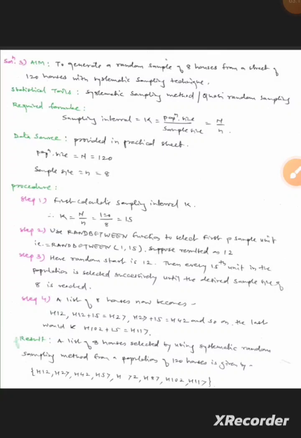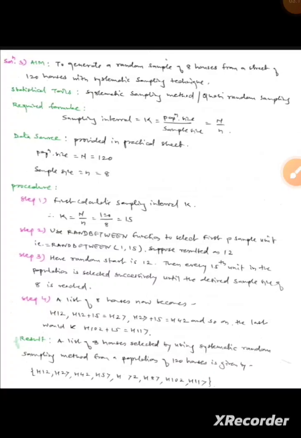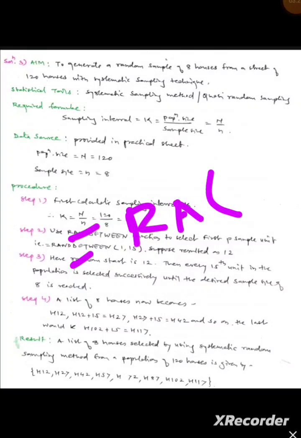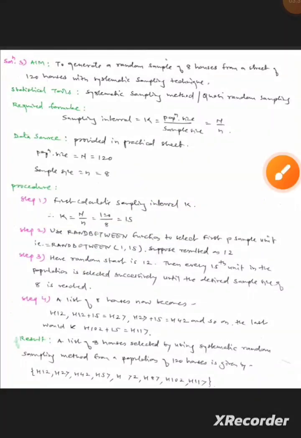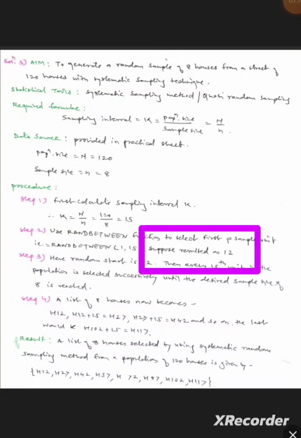And enter this. When we use the RANDBETWEEN function in Excel, what is the syntax? Equal to, then RANDBETWEEN and bracket 1 comma 15. That will give me a value, and this value is nothing but my starting point. Suppose the value comes out to be 12. Any value can arrive, so it may be 1, it may be 2 or it may be 15. Any value from 1 to 15 that this function gives us.